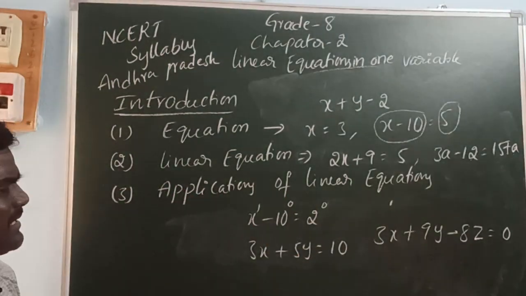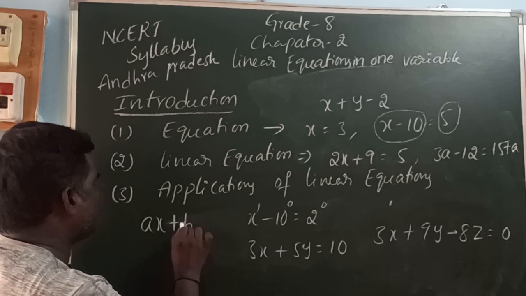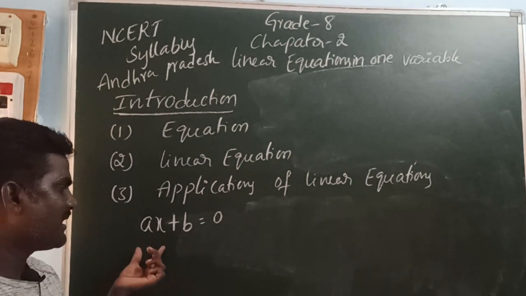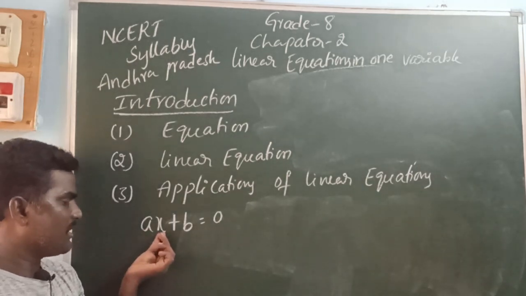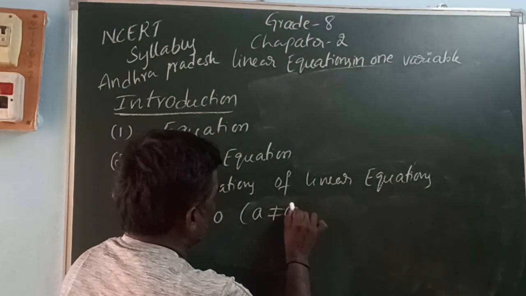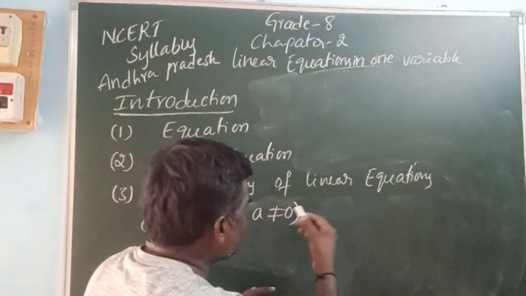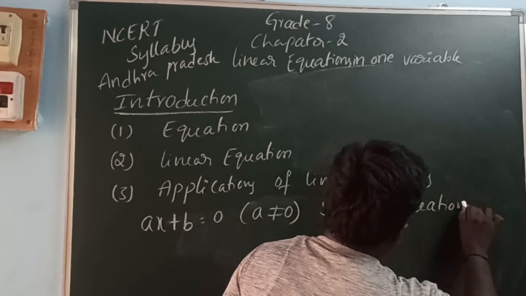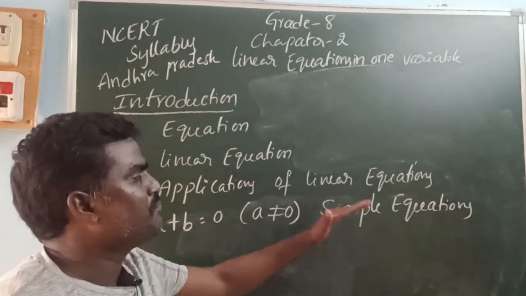Okay, so the general form of linear equation in one variable is ax plus b is equal to 0. Here, a is the coefficient of x, b is the constant. Here, a is not equal to 0. So this equation is a linear equation in one variable. Another name for this equation is simple equation. The chapter name is what? Linear equation in one variable. For this chapter, another name is simple equations.